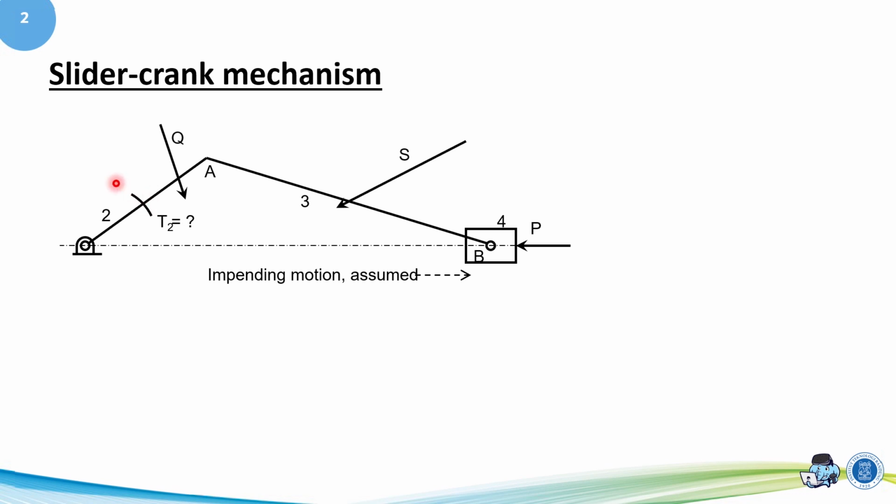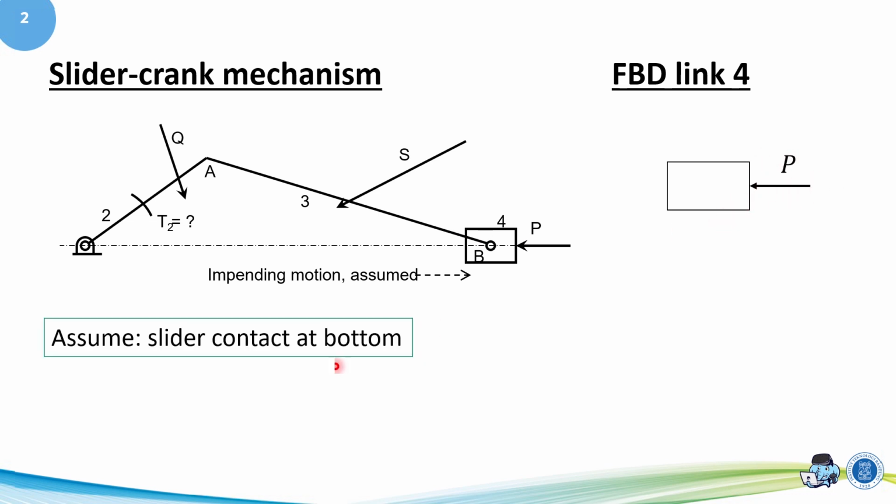To solve this problem, now we want to draw the free body diagram of link number 4. There's the external force P, and then we assume that the slider contacts at the bottom. So the F14 will be inclined in the clockwise direction, and then we have F34 because of link number 3.